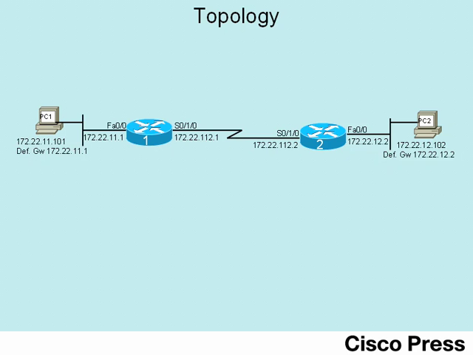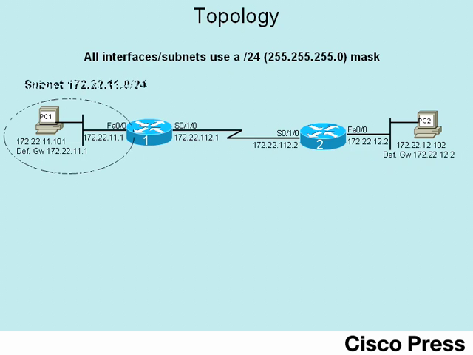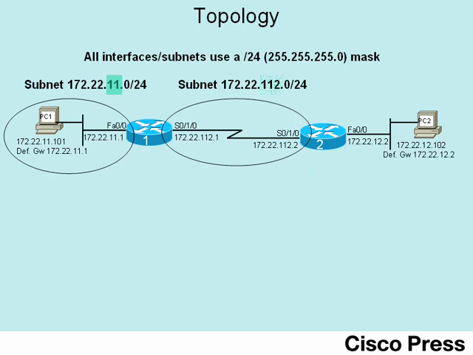Now, if we take a look at the topology for a moment, it's pretty simple. It's only two routers with 3 subnets. Each of the subnets uses a /24 mask just to keep the subnetting math easy. So we end up with 3 subnets. The LAN subnet on the left, which is subnet 11 if you will. The serial link subnet in the middle, which is subnet 112, focusing there on the third octet again. And then on the far right LAN, we've got subnet number 12 on the right.